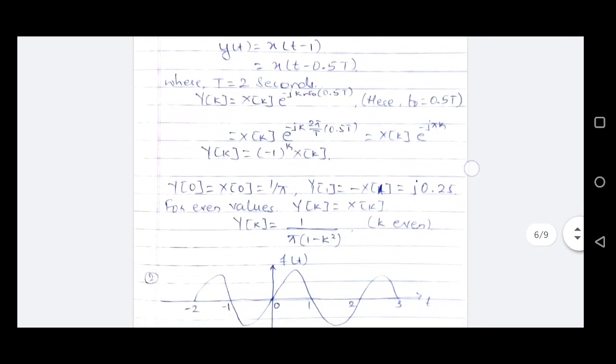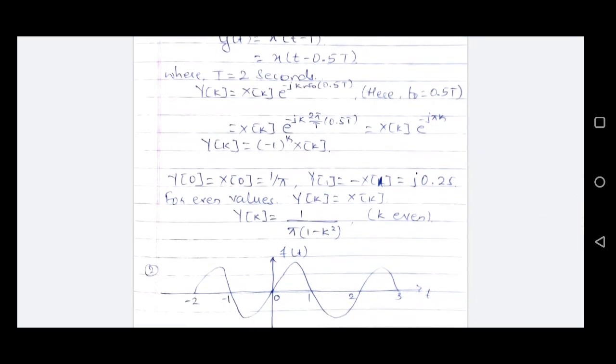And for even values of k, -1 to the power of even values of k will always be +1. So y of k will be equal to x of k. So the Fourier series coefficients for even values of k will be 1 divided by pi times 1 minus k square.